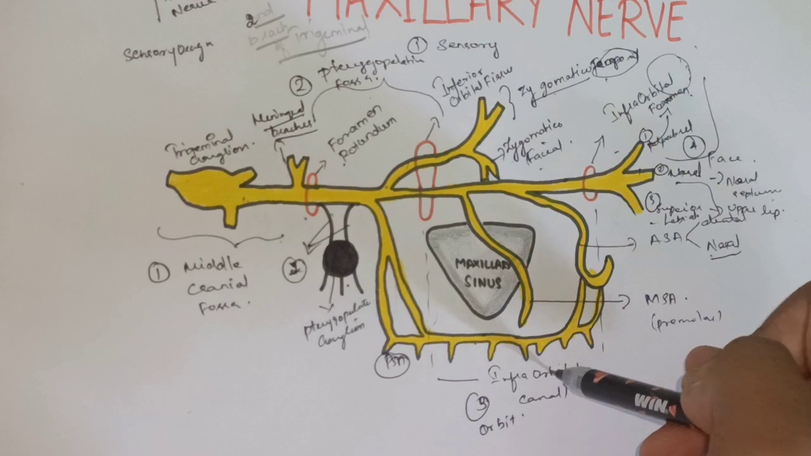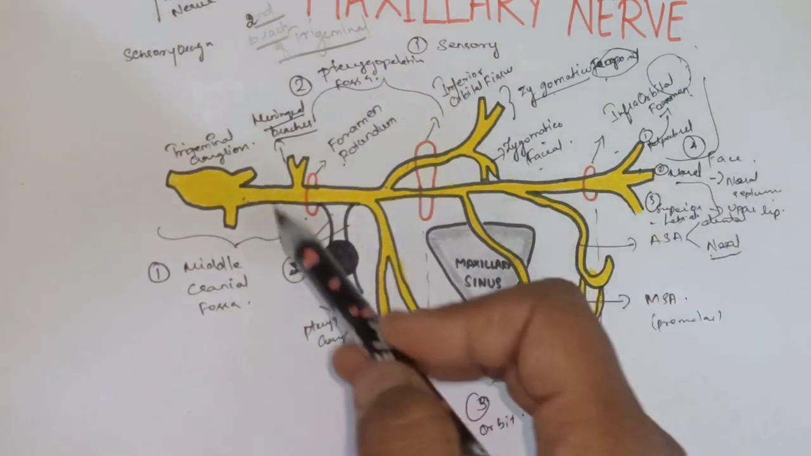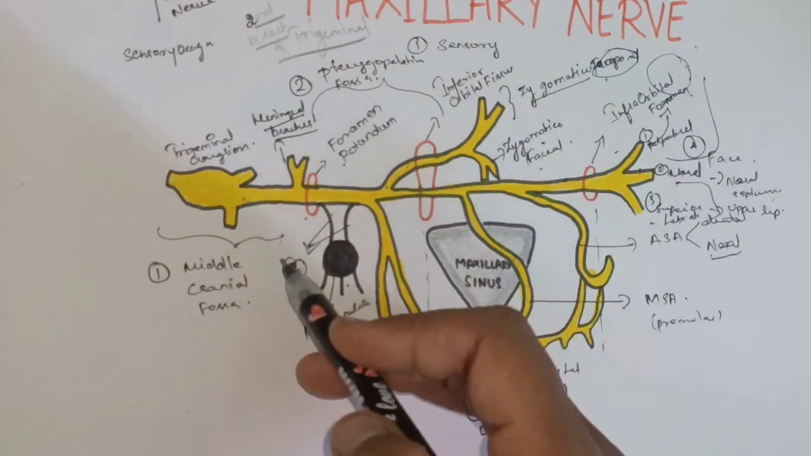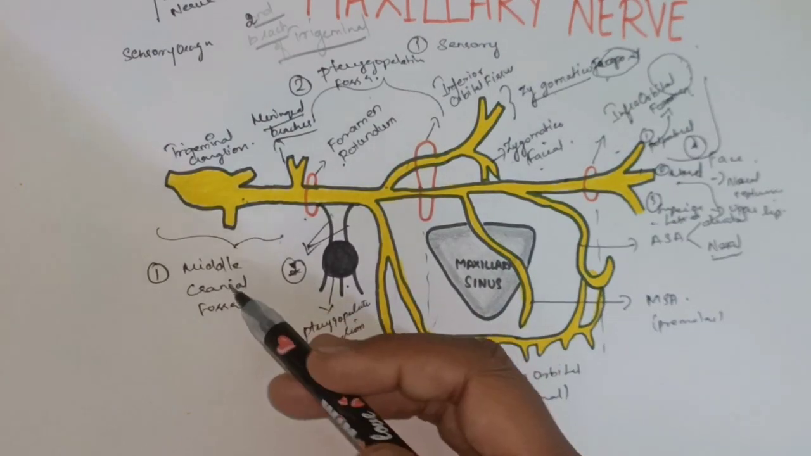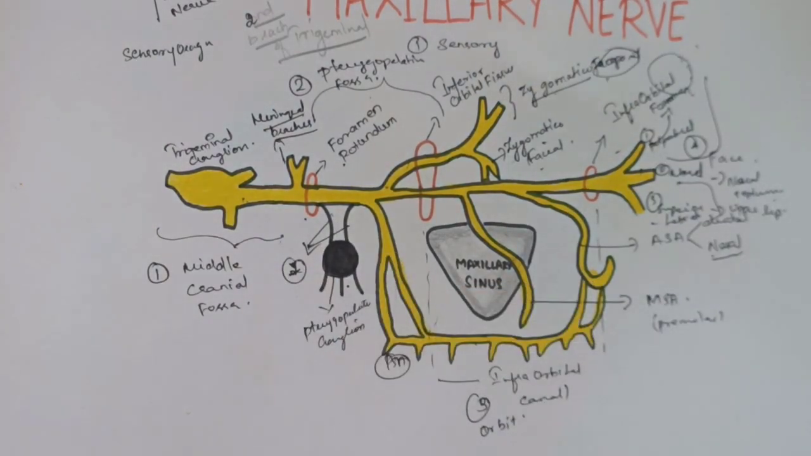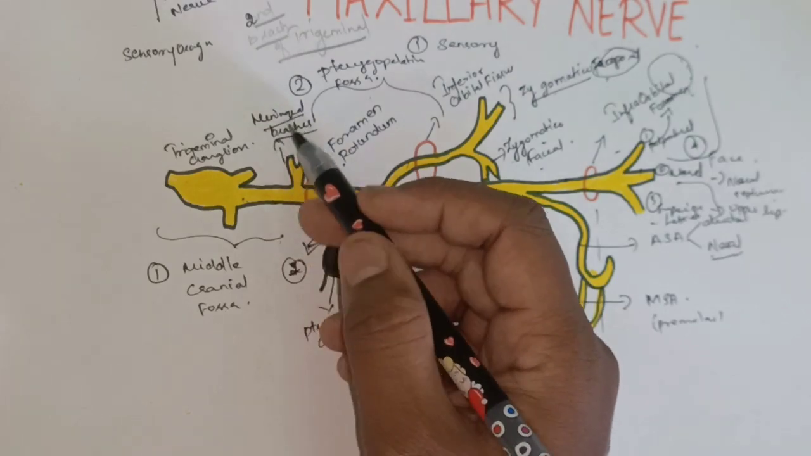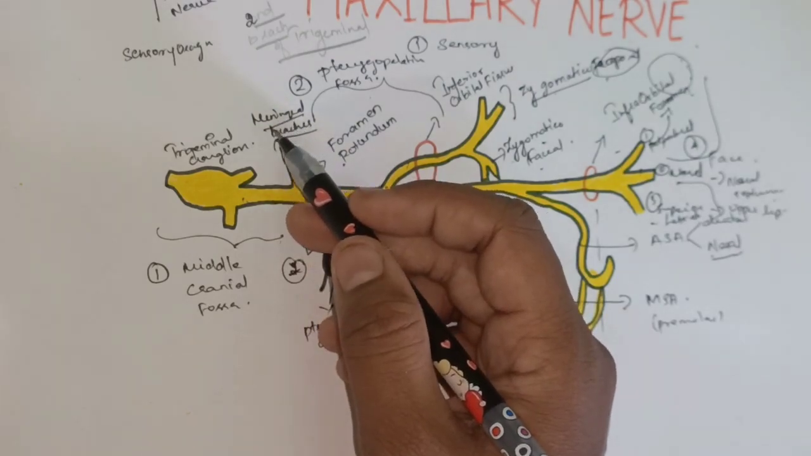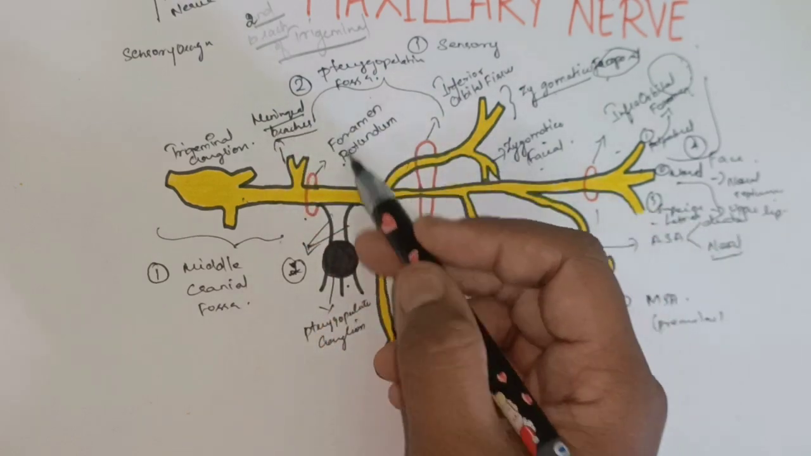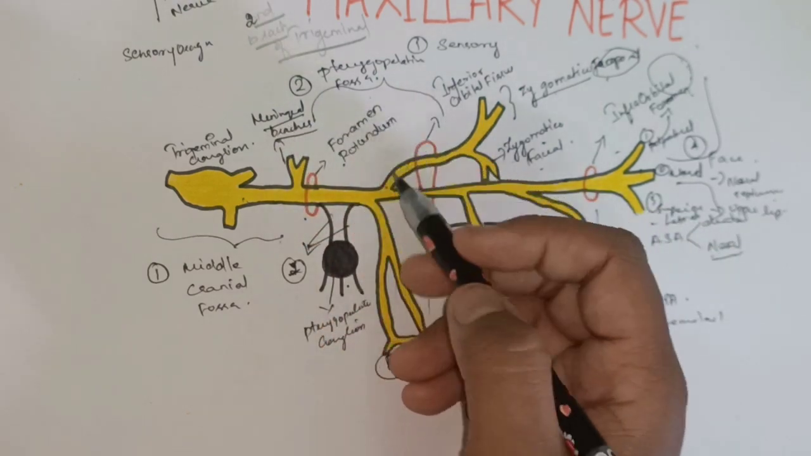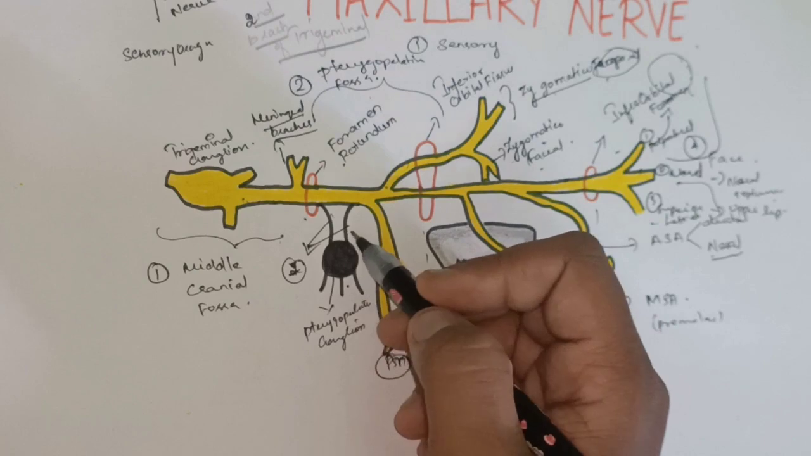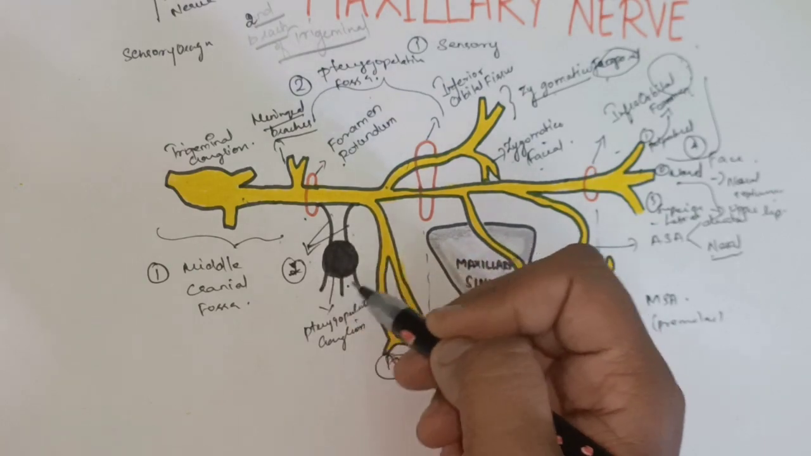Okay. So in the middle cranial fossa it gives only one branch, that is the middle meningeal branch, which runs upwards and supplies the dura mater of the middle cranial fossa. This is your meningeal branch. Okay. So in the pterygopalatine region it has three branches. The first is the ganglionic branches. The ganglionic branches are two in number and supply the pterygopalatine ganglion.